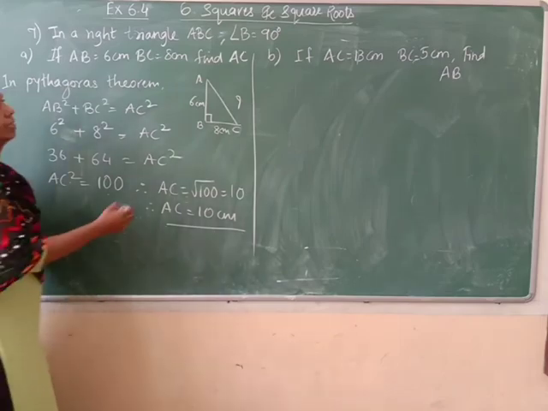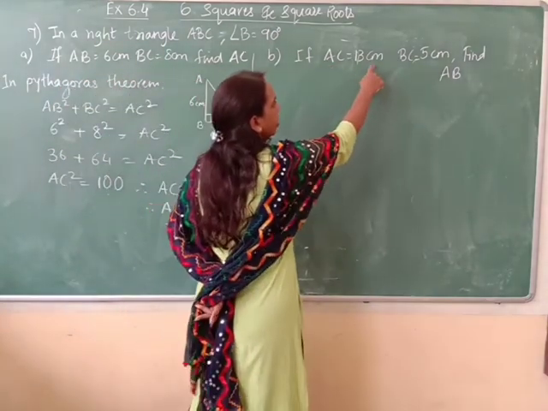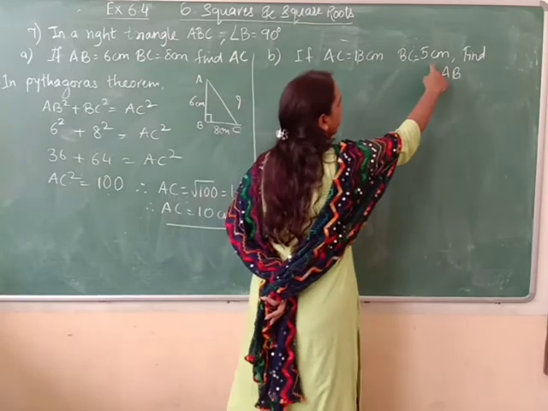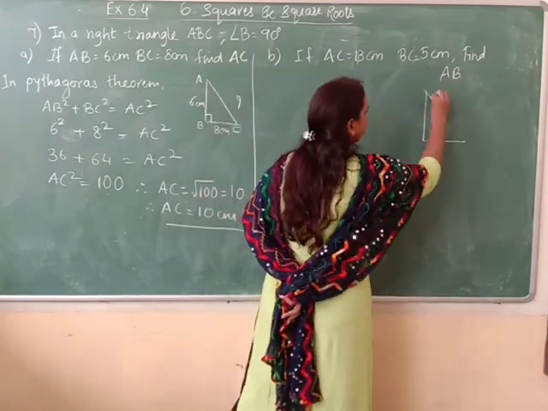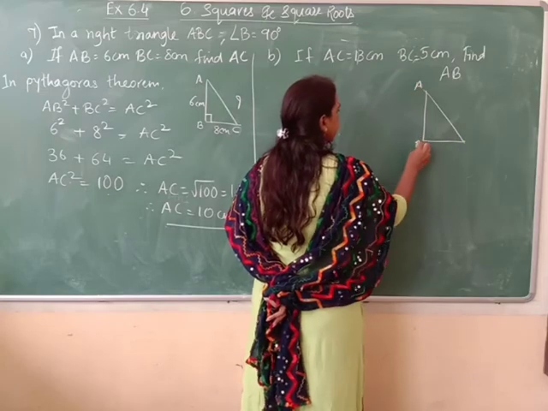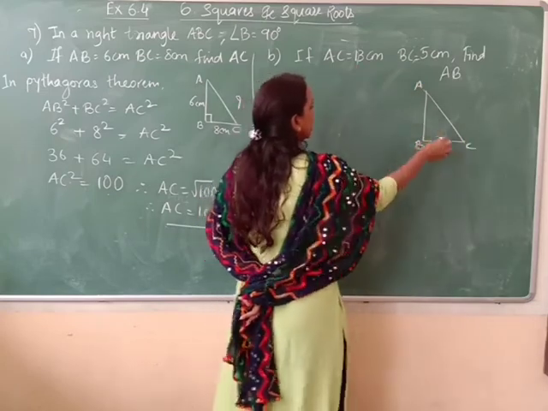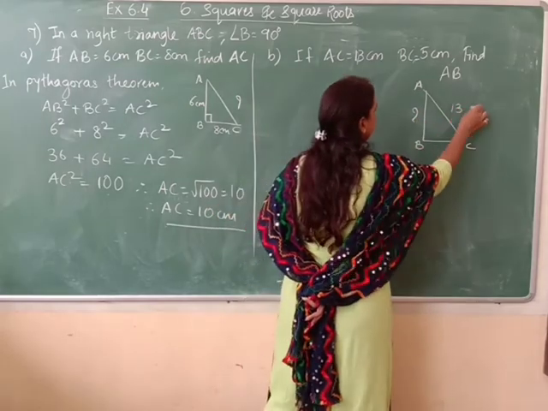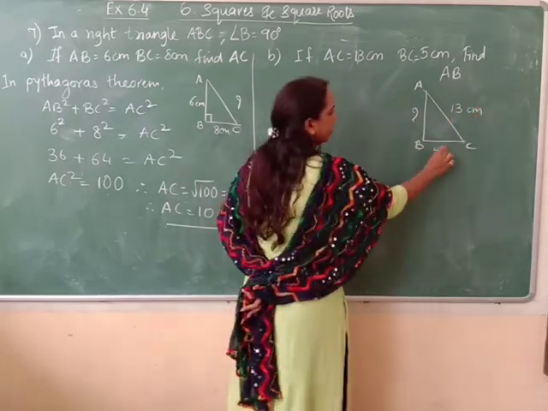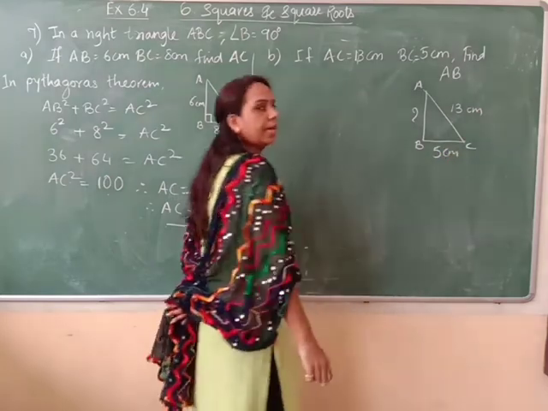Okay. Next question. AC is equal to 13 centimeter. BC is equal to 5 centimeter. Find AB. Again we can draw the rough figure here. ABC. AB is, we have to find this. AC is given 13 centimeter and BC is given as 5 centimeter. Let us check it out.